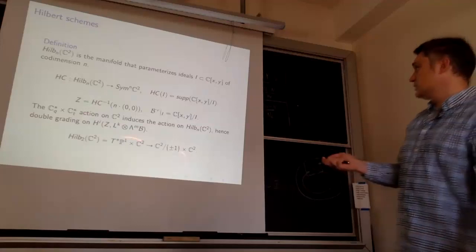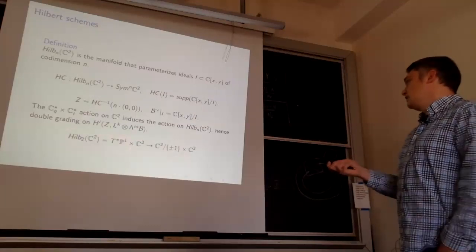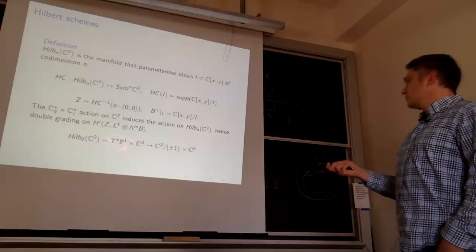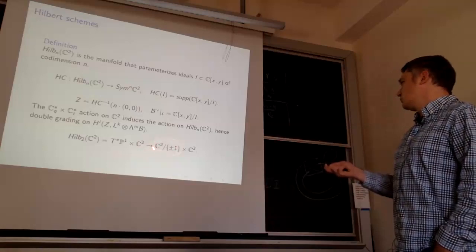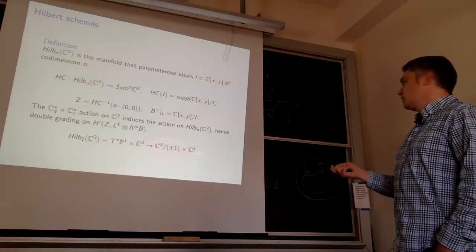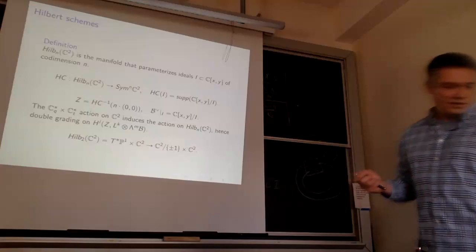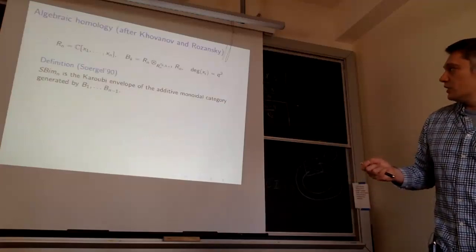All right, so this is the simplest example. If it's 2 points, then it's an object which probably most of you have seen. It's the cotangent bundle of P1 times C2, and it's a resolution of this quotient times C2. That's it. And for n equals 3, it's more complicated.